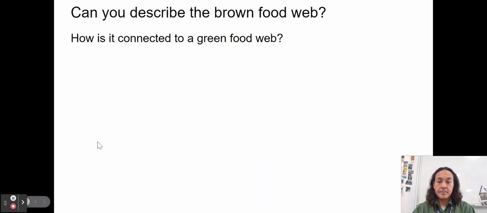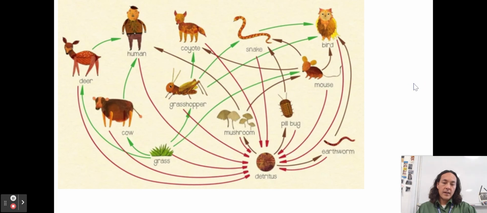All right. That was the green food web. Well, it starts with a green producer. We then did a fun TED Ed activity on the brown food web. So can you describe it and how it's connected to a green food web? And hopefully you got something that starts with a dead or decaying item, detritus, right? And so that is eaten by, say, a worm, which goes to a bird. It's just showing that nothing's wasted, right?